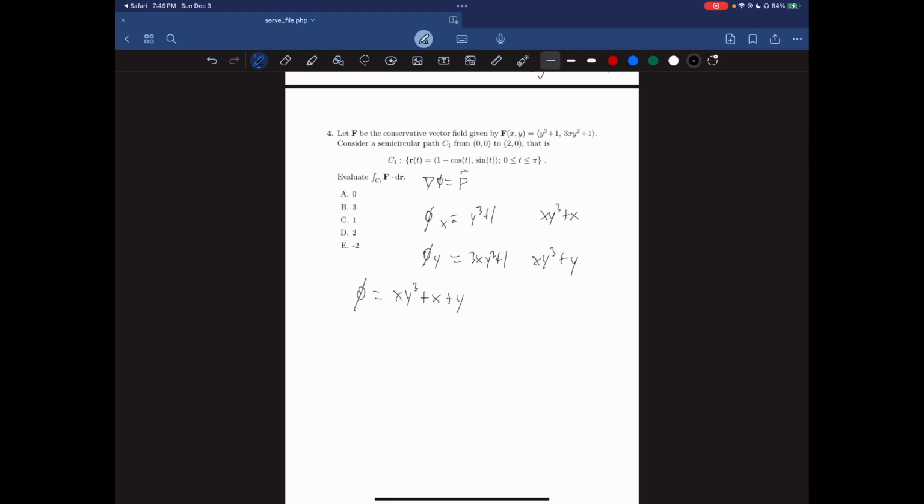And we need to evaluate that from (2,0) to (0,0). The y in any case is going to drop out, so we can just scribble that out. It doesn't really matter. And it looks like this is just equal to 2.